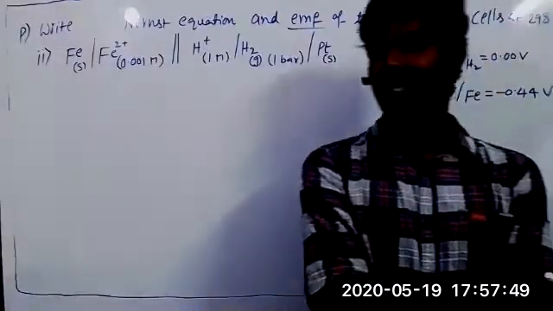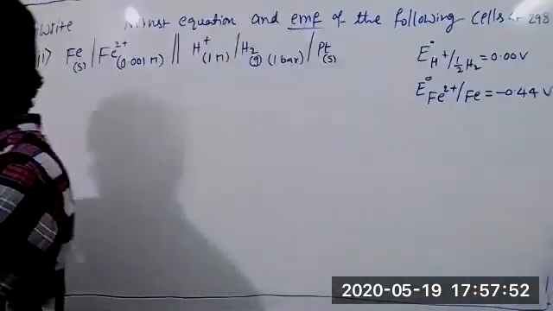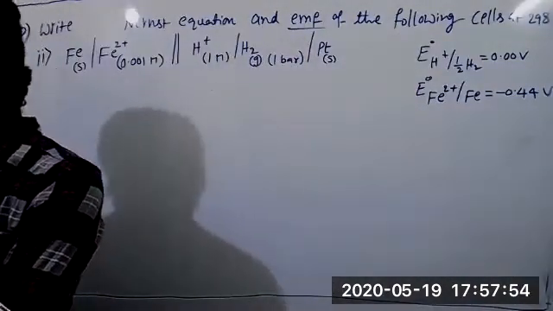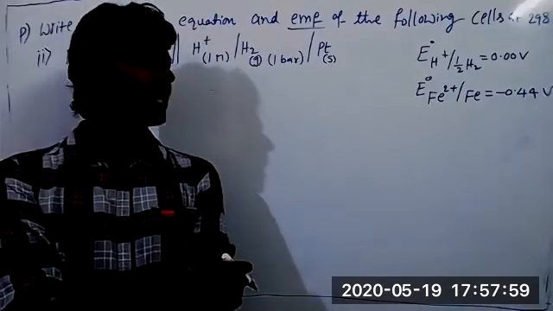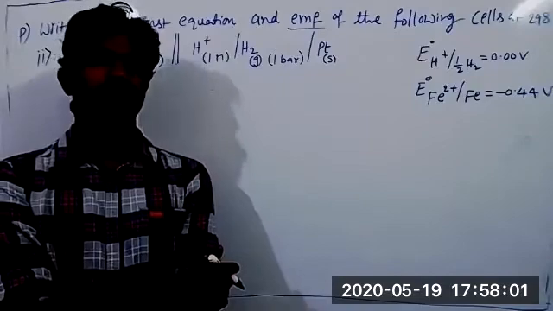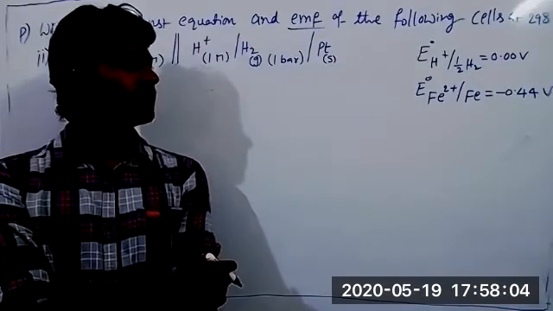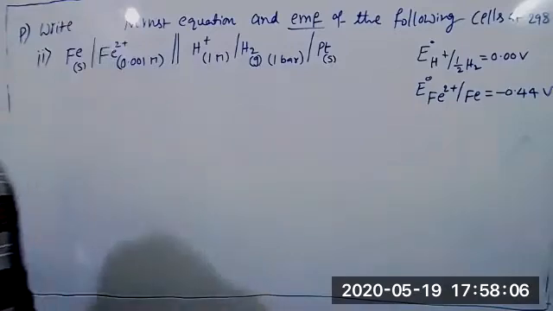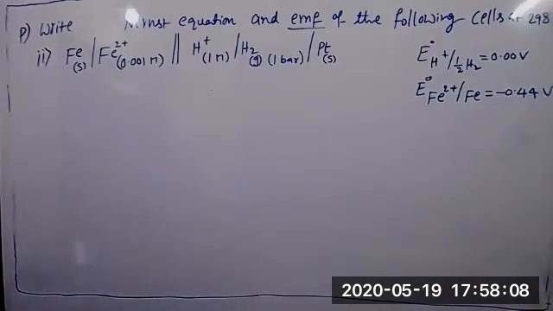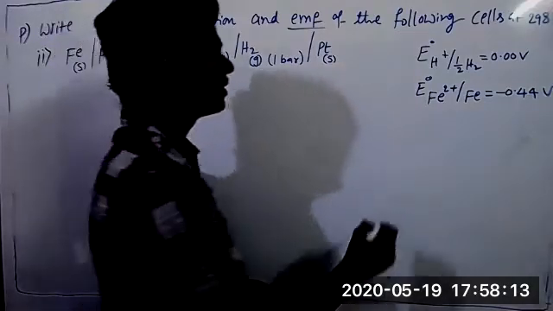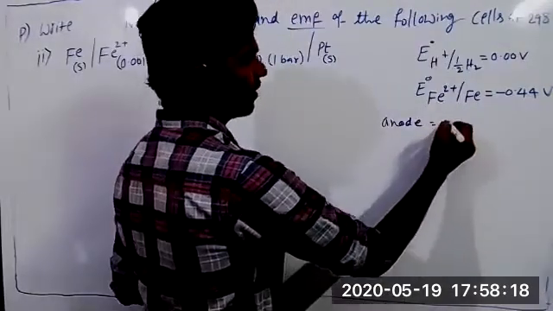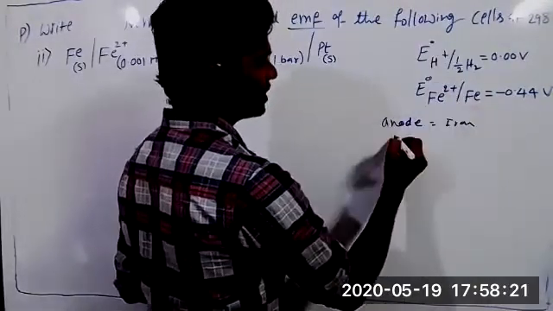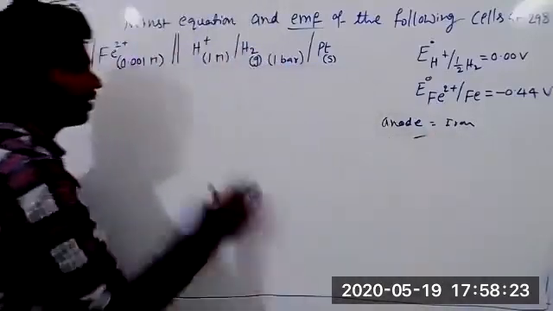Which is anode, which is cathode? Dhanush, which is anode and which is cathode? Anirudh: So Fe is anode and hydrogen is cathode. Anode is what? Fe, iron. Very good, iron. Cathode is hydrogen. Okay, fine. So now we have to write the chemical reaction.